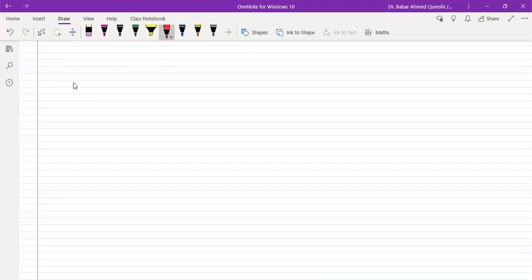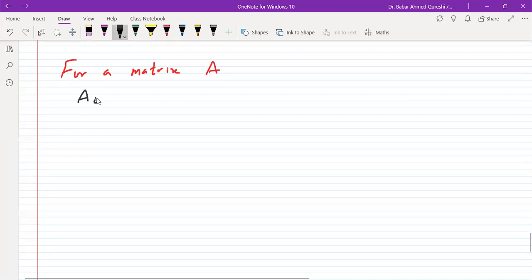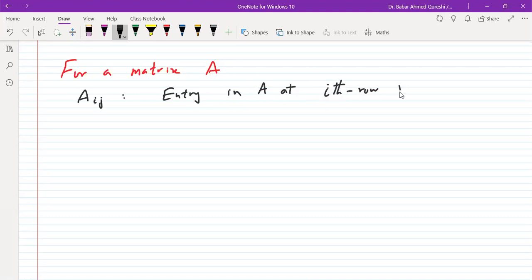Now, there is a very nice notation which is very useful. If I have a matrix A, you say that Aij is just the entry in A at the ith row and jth column.